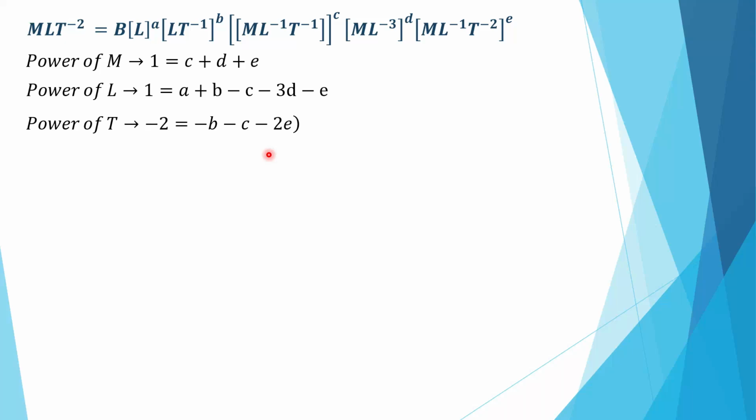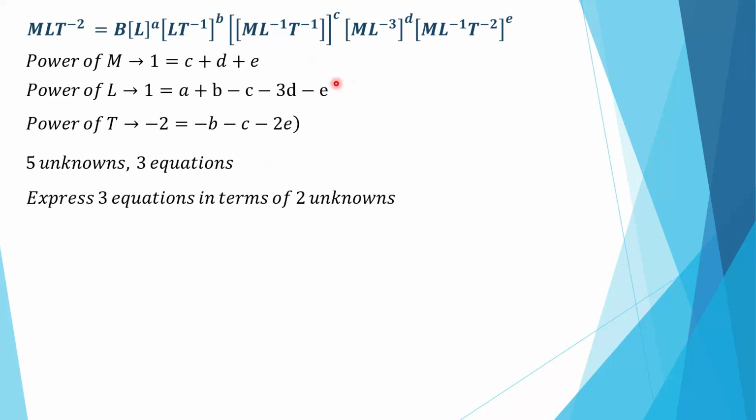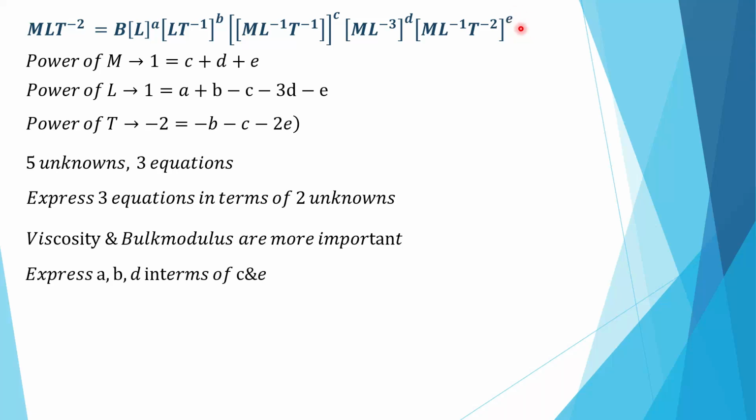Now there are 5 unknowns and 3 equations. Express the 3 equations in terms of 2 unknowns. So in this problem, the viscosity and the bulk modulus are considered as the most important parameters. So we have to represent A, B, and D in terms of C and E. Now, in the first equation, I can write D is equal to 1 minus C minus E. So I have represented D in terms of C and E.